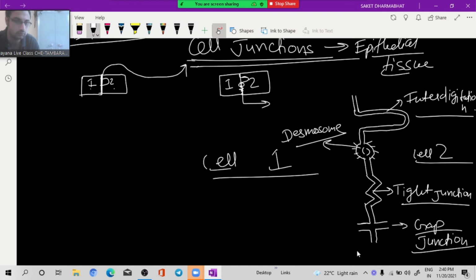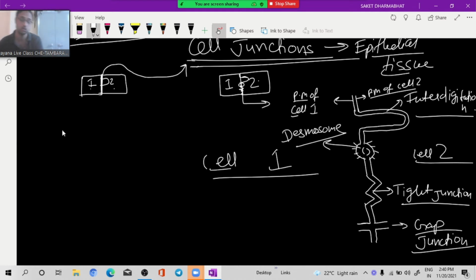Sir, these are the foldings of the plasma membrane only, sir. Yes, actually both plasma membranes are joining. So this is the plasma membrane of cell number 1 and this is the plasma membrane of cell number 2. Yes, these are the foldings of plasma membrane only. After drawing, tell me, I will explain about this. Done?